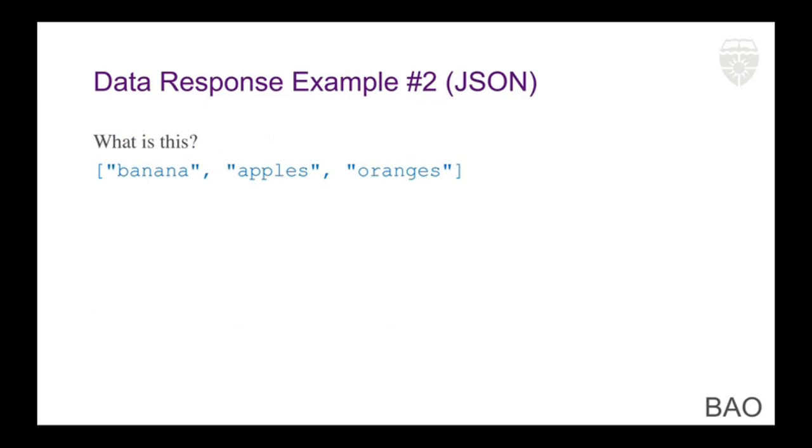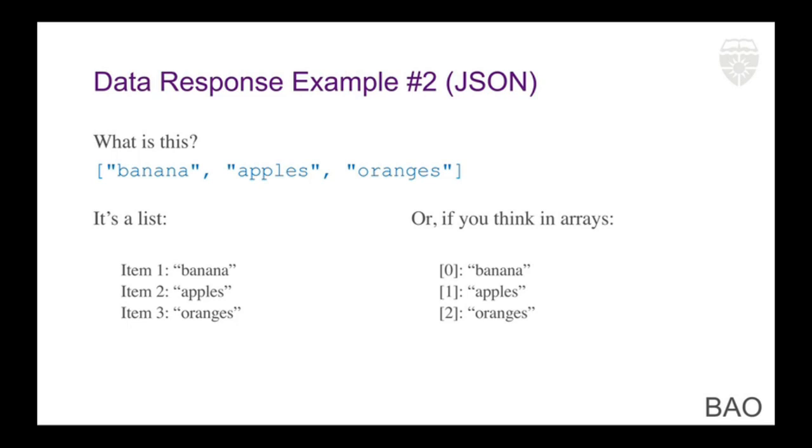Here's another example. Can anybody tell what this is? You're getting ahead, but yes, it is an array. It's a list. There are 3 strings there. It's an array of 3 items. It's a list: banana, apples, oranges. And if you think in arrays, banana, apples, oranges, of course, you're starting with index number 0, because that's how arrays always work.